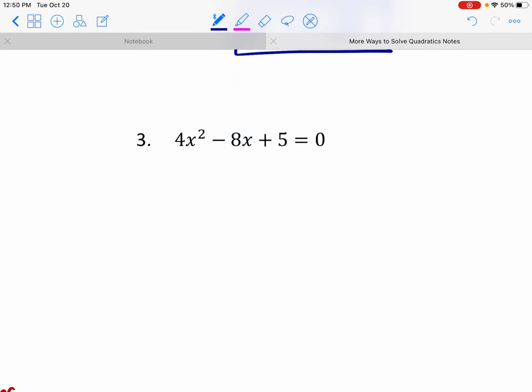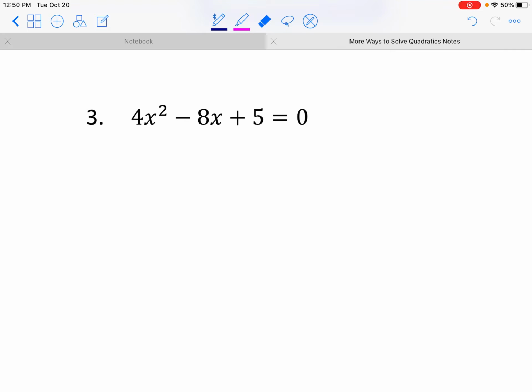Now I'm going to start this process the same way. I know it's not going to factor. There aren't any factors of positive 20 that are going to make negative 8. To get a negative 8, you could try negative 10 and 2, but that won't make a positive 20. So not factorable. And you want to look for that option first because it's going to be easier to factor.